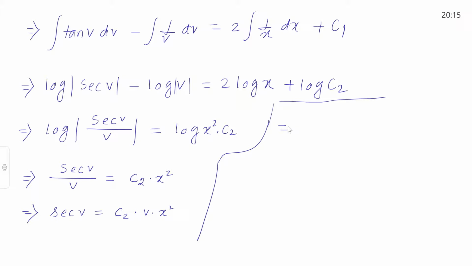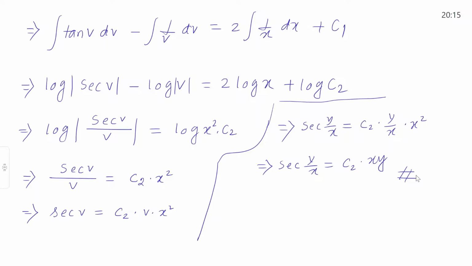And that implies, remember, v is what? v is y by x. So I write here sec of y by x is equal to c2 into v, which is y by x, into x square. So finalized, it is sec of y by x is equal to, one of the x's cancels, so c2 into xy. So you may leave the answer here, or you may convert this sec in terms of cos. In the book most probably it is cos, but no problem either way. That is the solution.